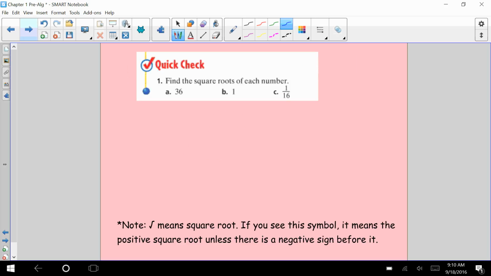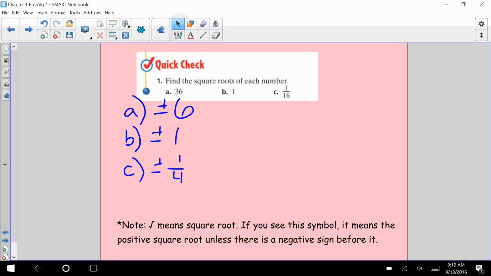So now try this. Find the square roots of each of these 3 numbers. For A, 36, our answer is positive and negative 6. For B, 1, our answer is positive and negative 1. And for C, our answer is positive and negative 1/4.